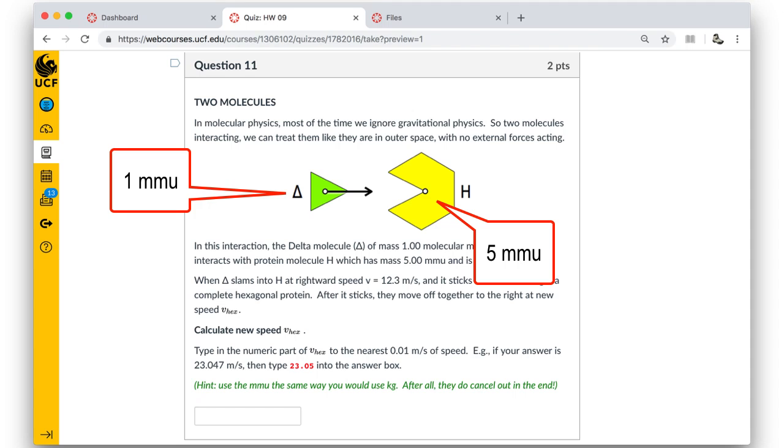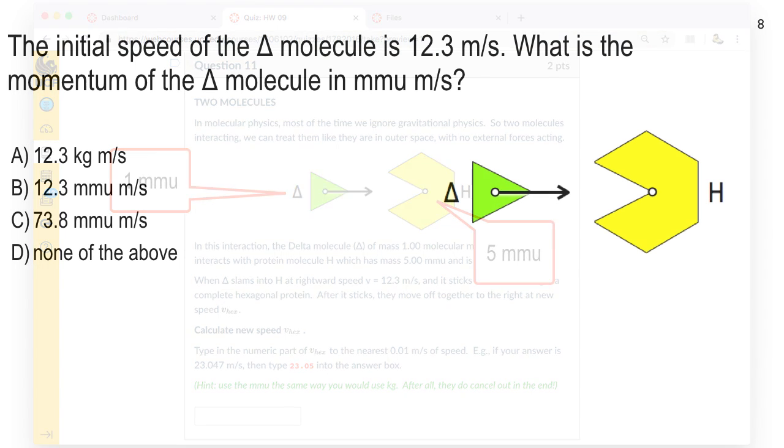Now, the initial speed of the delta molecule is, in the example that we're going to use, 12.3 meters per second. And the yellow H molecule is at rest. So it's kind of an idealization. But let's do this calculation step by step. If you got tripped up on it, which I know a few of you did, let's go through it step by step and sort out the pieces. All right, so here we go.